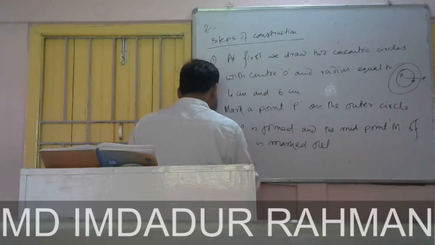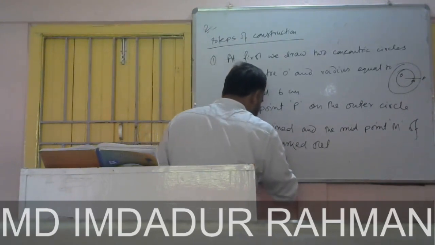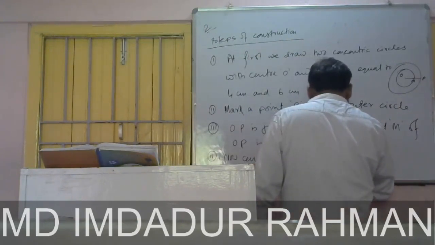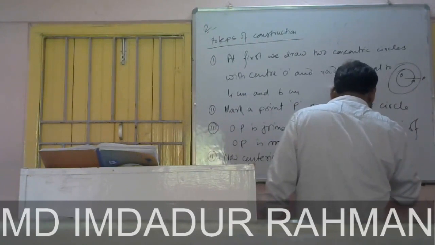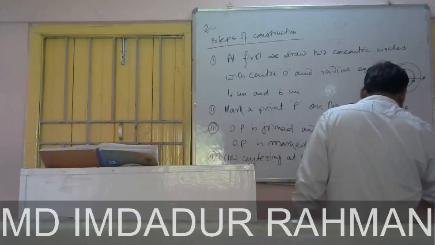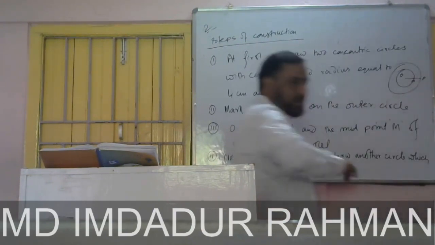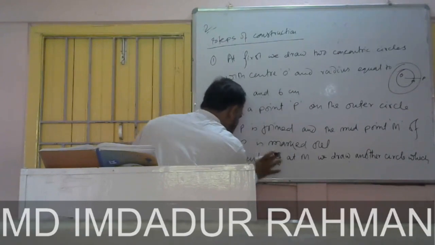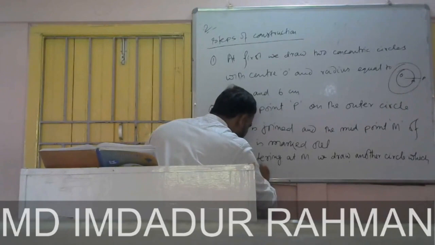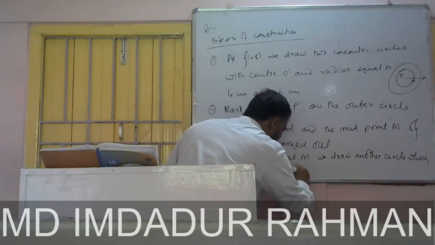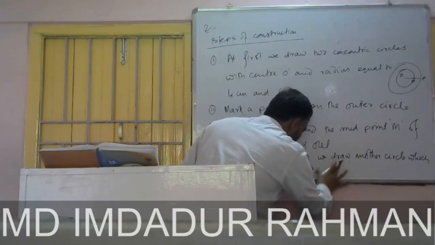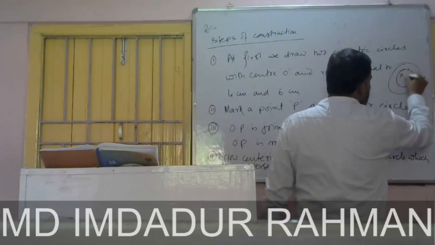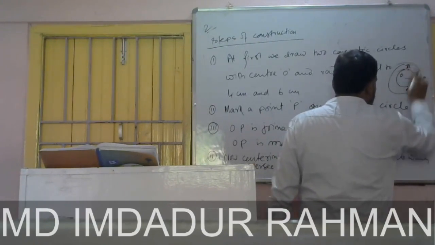Now centering at M, we draw another circle which intersects the inner circle at, you will get here 2 points A and B.